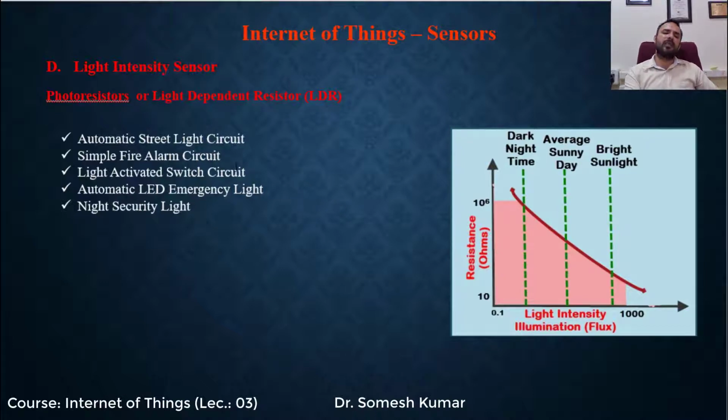So a basic application of the LDR is in automatic street light circuits. It is also used in fire alarm circuits, activated switch circuits, automatic LED emergency lights, or night security lights. Basically, when there is no light, the resistance changes, and as per the change in resistance, it will give you the output. Your street light automatically turns on in dark conditions, while in the day your street light automatically turns off. This type of technology is used in almost every city. You can see this kind of thing on your highways and streets.